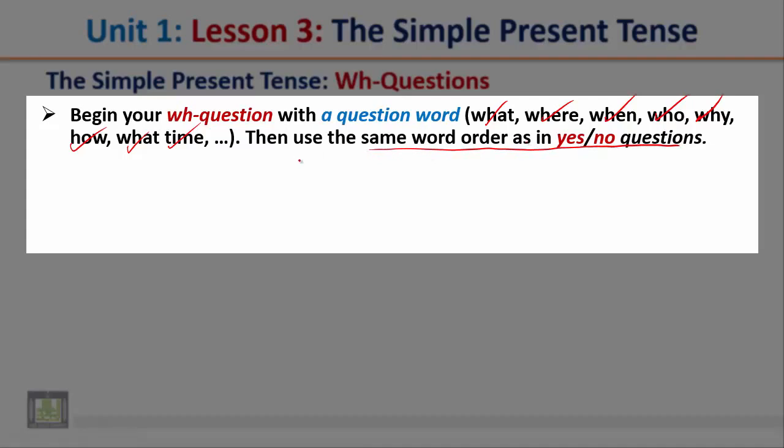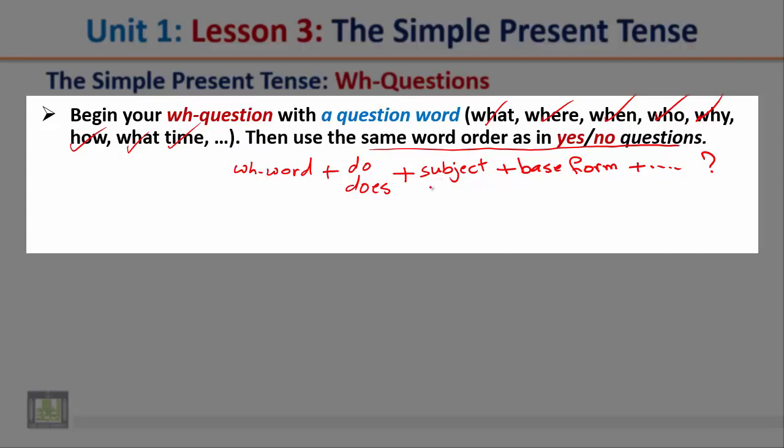This means that we start the question with a WH word, plus do or does, plus the subject, plus the base form of the verb, and then complete your question.